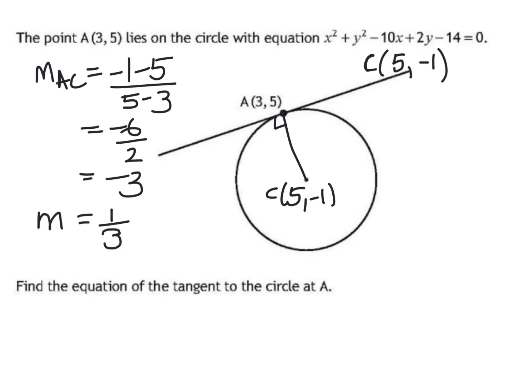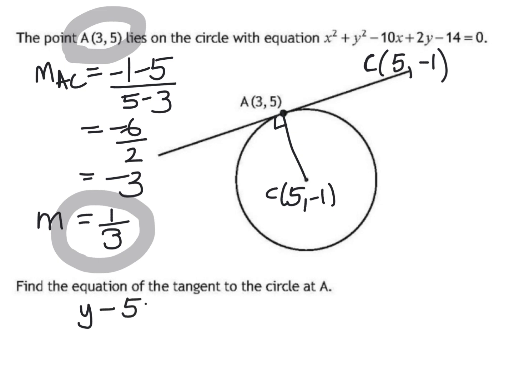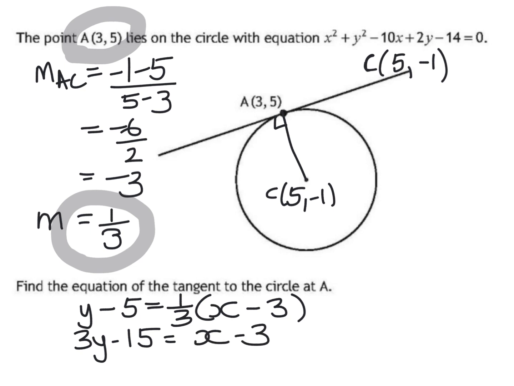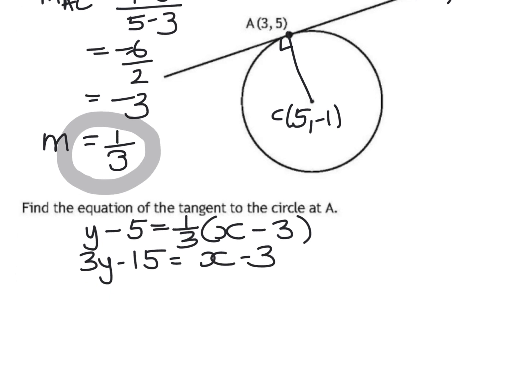So we have the 3 bits of information we're going to use. We're going to use this gradient, we're going to use this point, and now we can go get the equation of our line. So it's going to be y minus b, so y minus 5 equals 1/3 bracket x minus 3. Cross multiply, 3y minus 15 equals 1 in front of the bracket, doesn't do anything. And move that 15 over, so I'll have 3y equals x minus 3 plus 15 will give me plus 12.